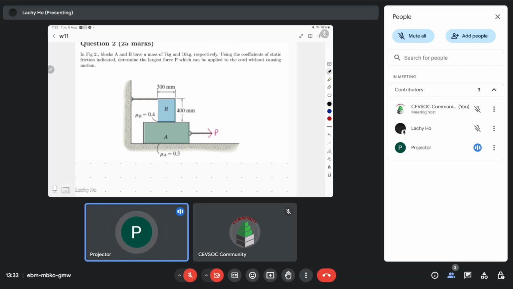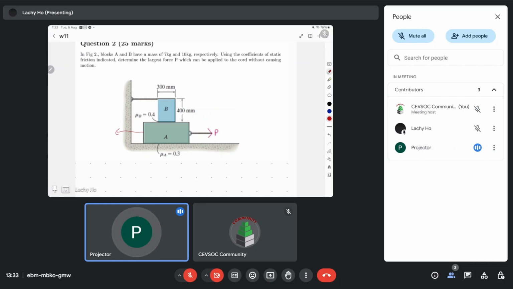So we're trying to pull P, and there's a friction force between the ground here. And so friction force always resists the motion. So if we're trying to move to the right, friction force is going to move to the left. And if we're trying to push it to the left, then friction force will move to the right.